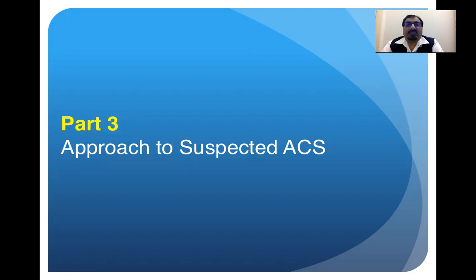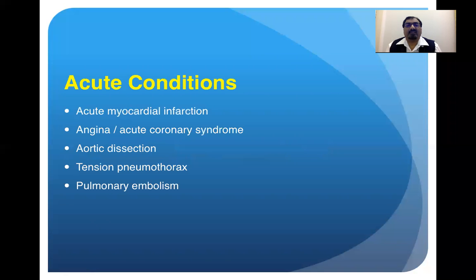In this particular part, we are going to discuss the different conditions, the differential diagnosis which we need to keep in mind while suspecting acute coronary syndrome. And I'm going to discuss some parts on also the clinical features which we need to keep in mind while making a diagnosis of acute coronary syndrome and differentiating them from the other conditions.